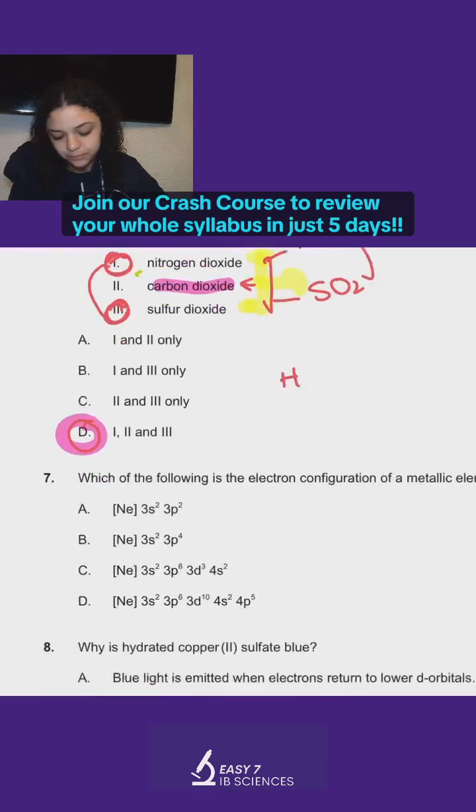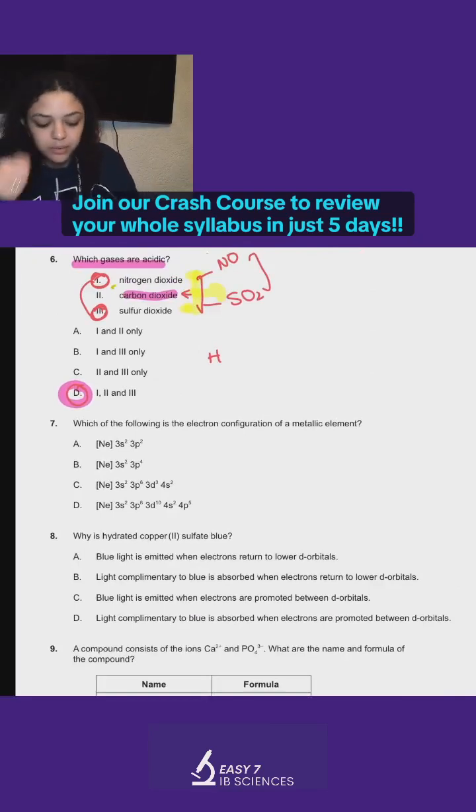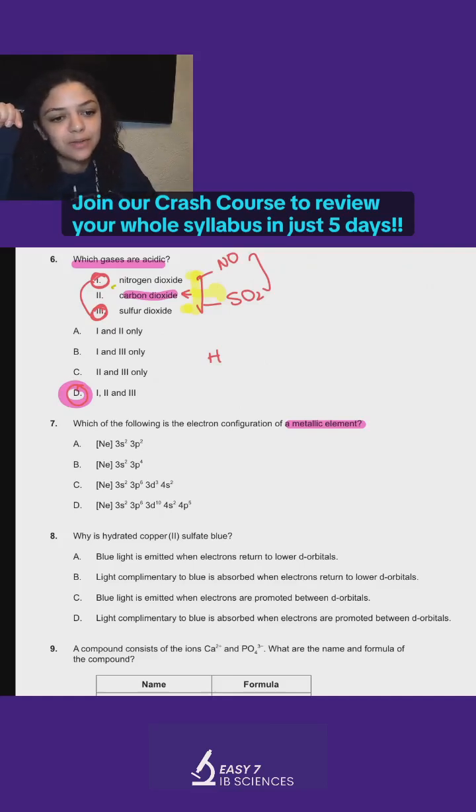Yes, okay, good. 7 says, which of the following is the electron configuration of a metallic element? Again, with the periodic table, it's going to be much easier to see, but you don't have a periodic table here.